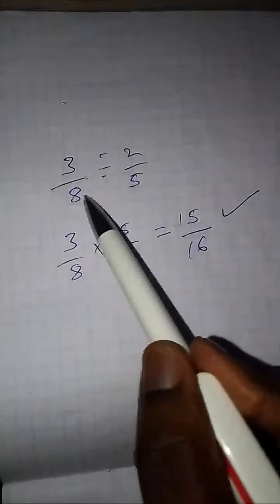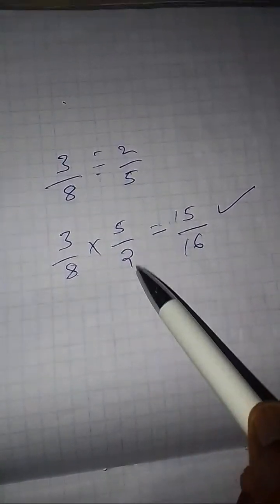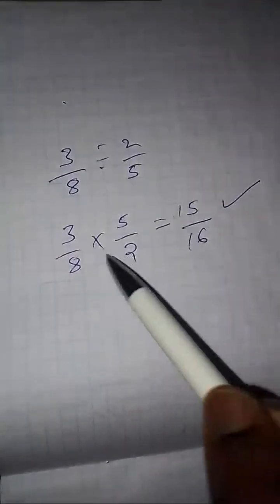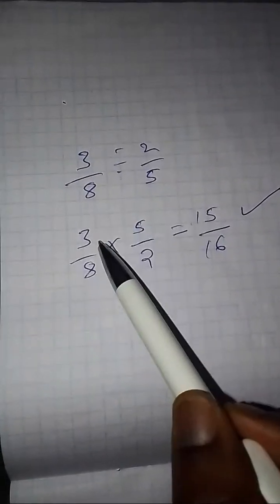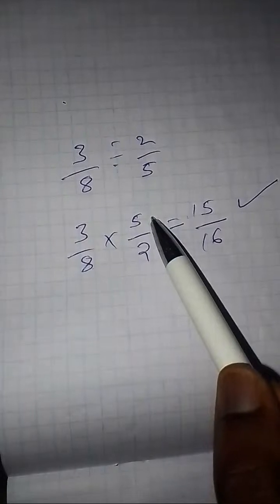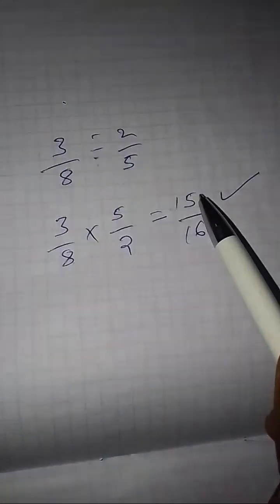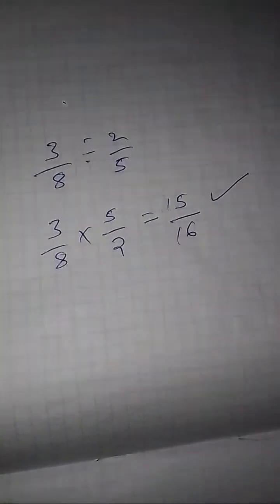You just take 3 over 8 divided by 2 over 5. So when you change it to 5 over 2, there's a reciprocal of 2 over 5, which is 5 over 2. So the division sign shall change to multiplication sign. Then from there, you work out the numerator on its side. Then the denominator should also work out on its side. So the answer becomes 15 out of 16, which is very, very interesting.